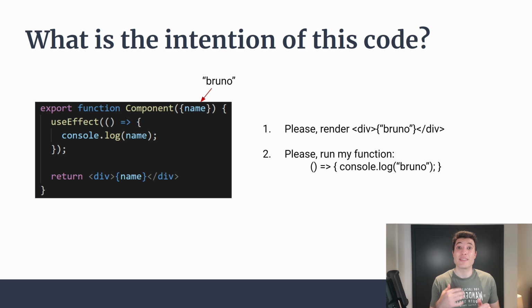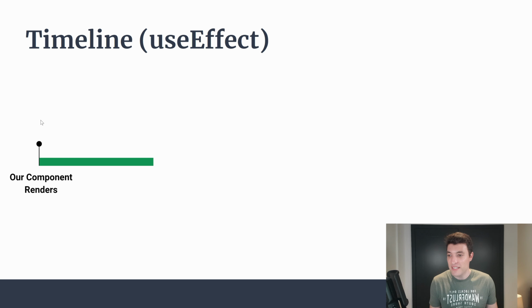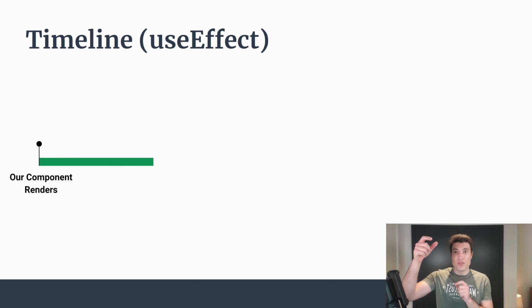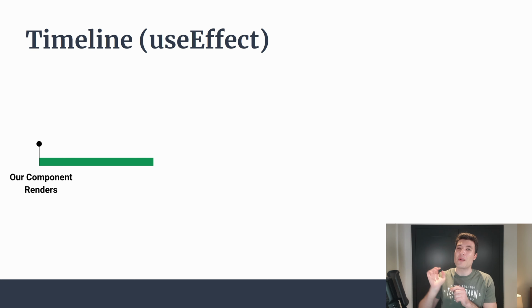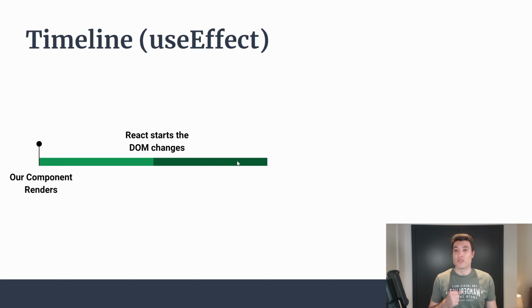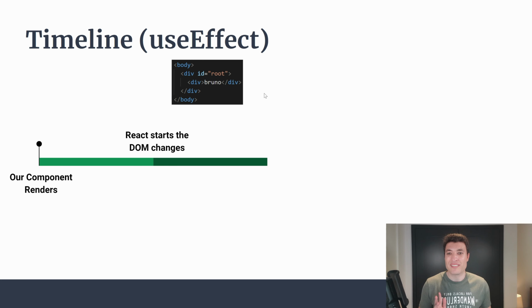So let's now jump into the timeline in order to understand what happens after the moment that React calls our component with Bruno. So over here, this is the moment that React called our component. Our component executes and will return that div with Bruno inside and also the useEffect. But the useEffect React will keep over here for now, right? We will pick it up in a second. So right now, React will look into our div Bruno and say, oh, okay, I need to transform the DOM in order to have this div with Bruno. So React starts those DOM changes and it will look something like this if you open the developer tools, right?